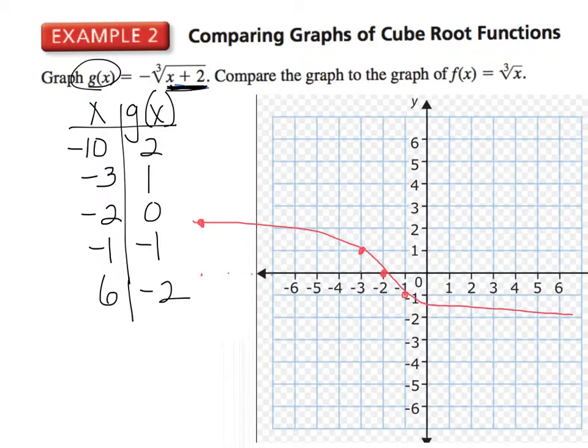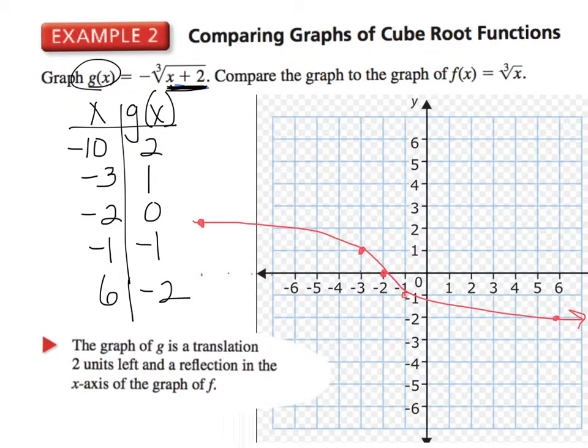Whoops. I can actually graph (6, -2). And there we go. There's your graph. If you compared it, what would you say? You would say that the graph of g is a translation 2 units left and a reflection in the x-axis of the graph of f. And there's your answer right here. The graph of g is a translation 2 units left and a reflection in the x-axis of the graph of f.